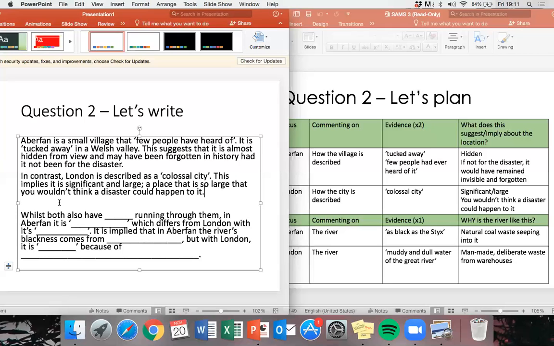Okay, wonderful. So we've got a statement. London is described as a colossal city. I'm using my quotation there as part of my statement. Again, there's no harm in doing that. I just need to make sure there are some of your own words in there.